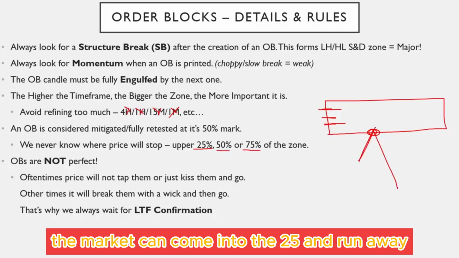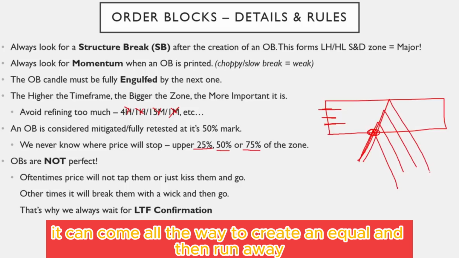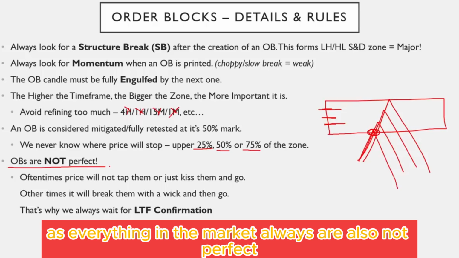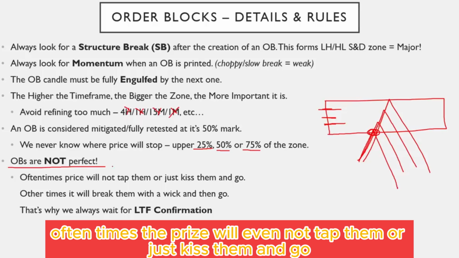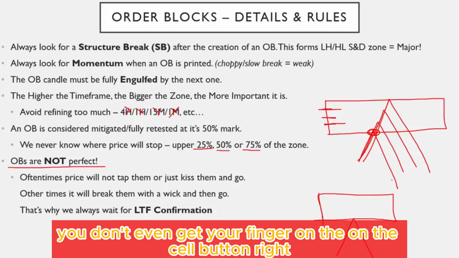The market can come into the 25 and run away. It can come into the 50 and run away. It can come all the way to create an equal and then run away. We don't know. And as I keep telling you, as with everything in the market, OBs are also not perfect. Oftentimes the price will not even tap them, or just kiss them and go. You have a zone, the market just comes in, ping, and just forgets about you. You don't even get your finger on the sell button.